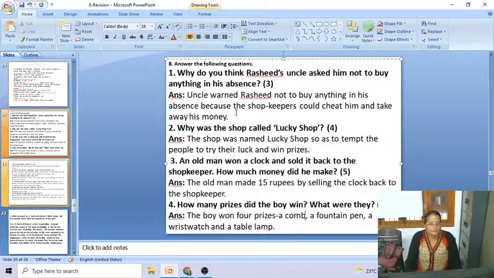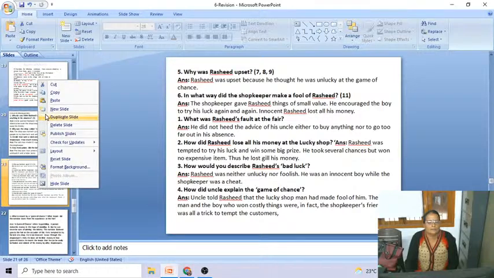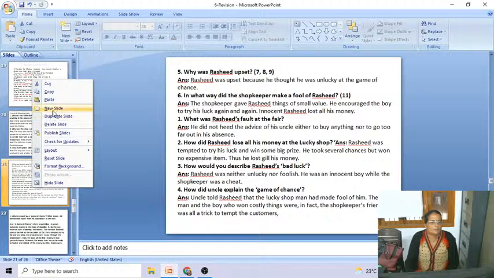Okay. So children, I hope sufficient exercises are given to you to recollect that particular lesson. And again, there are some more questions. Do you want to just see it or go through it?